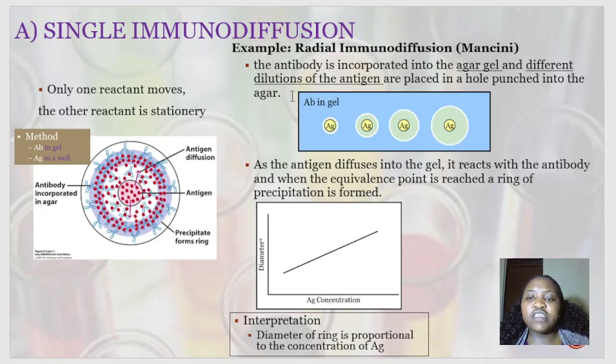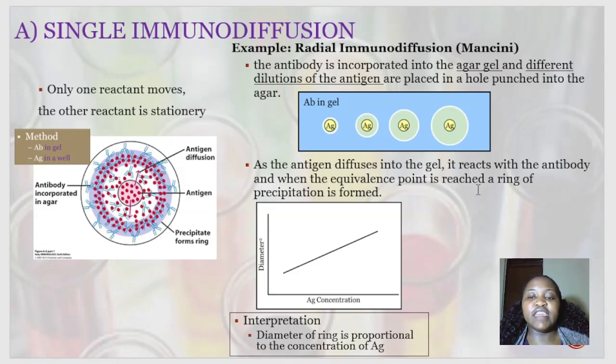Precipitate forms a ring that we can visualize. We can also do this when you're having different dilutions of the antigen, so that your antigen is still in the well, but you have different concentrations. After you have added your antibody, then you can see the formation of precipitin rings here, depending on the concentration of your antigen. So as the antigen diffuses into the gel, it reacts with the antibody, and when the equivalence point is reached, that's when we have the formation of a ring.